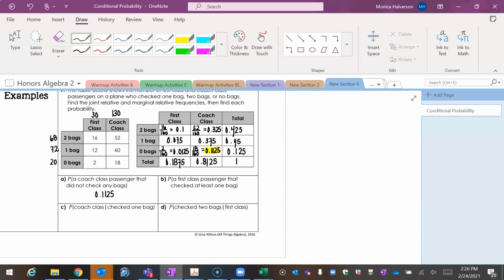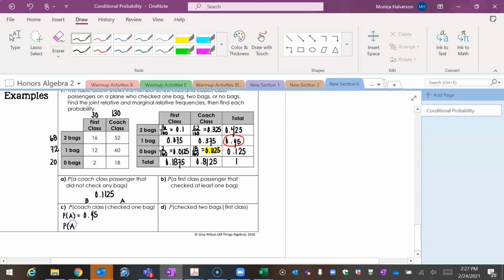Let's look at C though. What is the probability that you have a coach class given that they checked in one bag? So this is our B and this is our A. So what's the probability that they checked one bag? Well, that would be this value, 0.45.